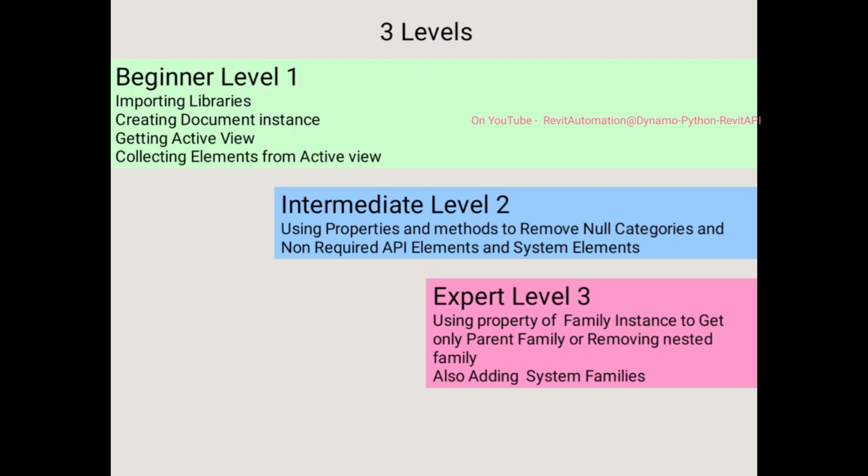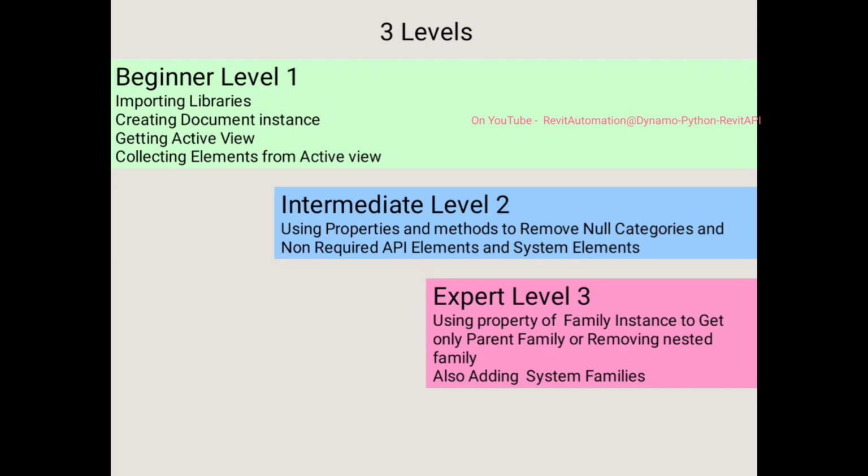Now in the second level, as in the first level, we have collected all the elements, the parent families and nested families, some UI elements and the system families, all are collected in the first level. Now we have to filter it out so that all the required families only should be present in the collected elements.